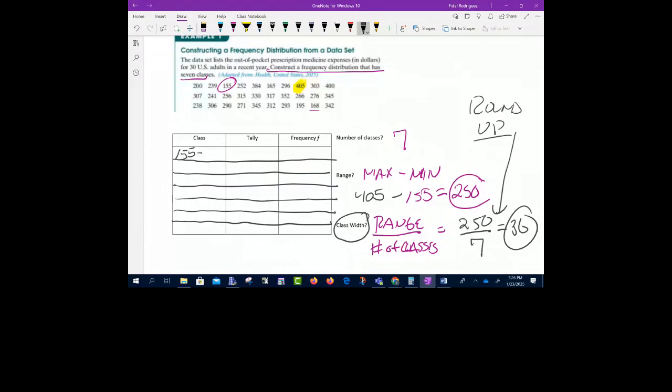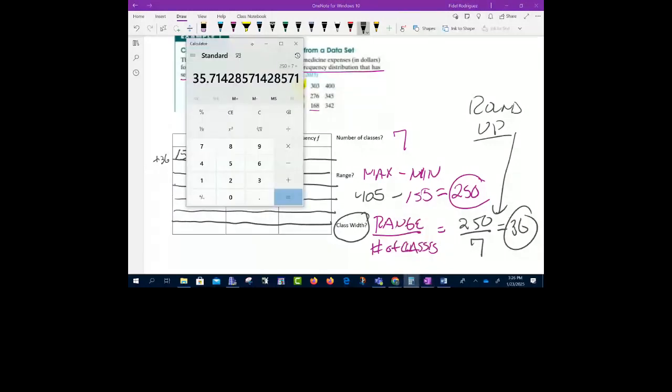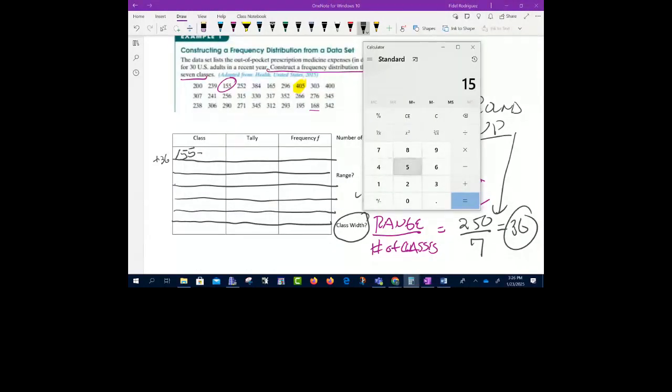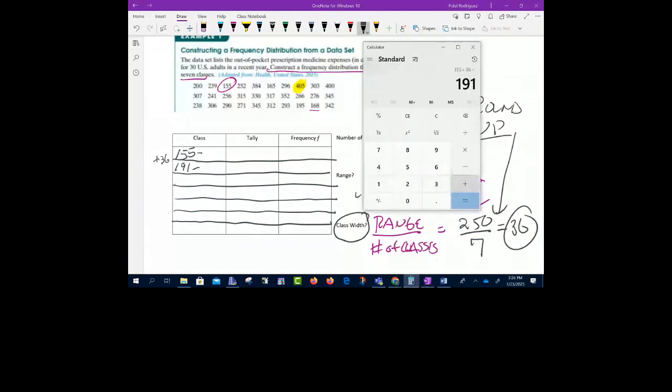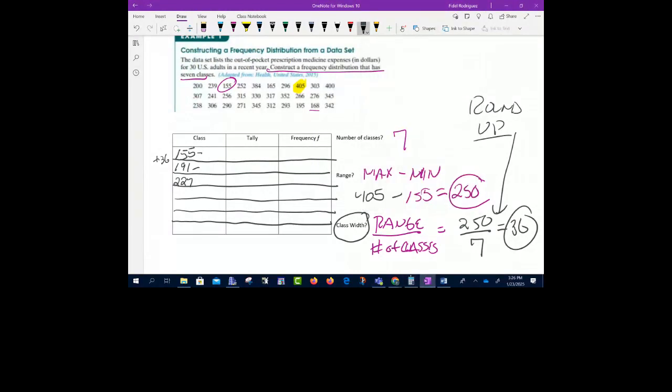I don't know what that number is going to be yet, but I know what the next class is going to start off with. Because remember, if we add 36 to 155, that means that this class right here is starting at 191. Now, let's figure out the next number. Let's take 191 and add another 36 to that. That means that this one is going to start at 227.